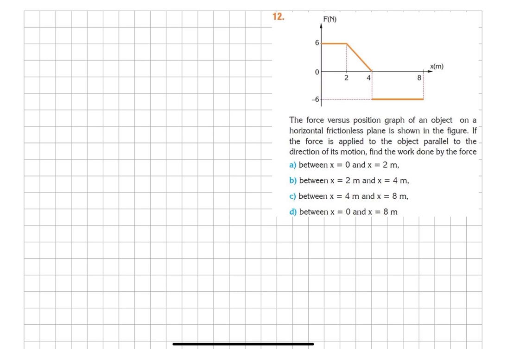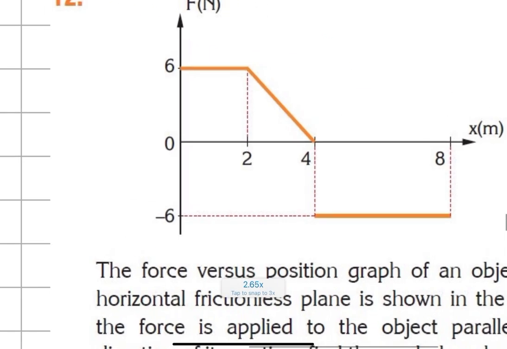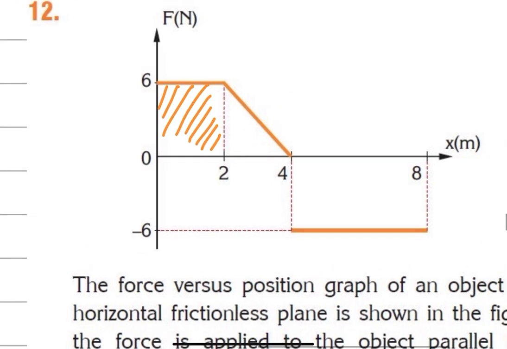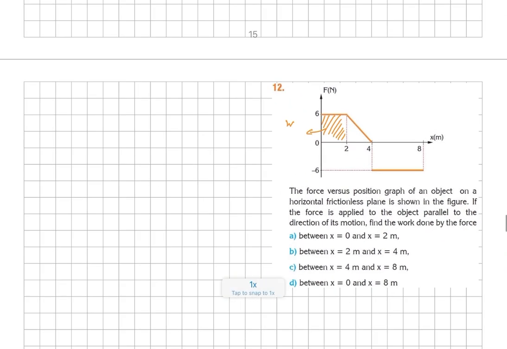Question 12. The force versus position graph of an object on a horizontal frictionless plane is shown in a figure. Find the forces applied to the object parallel to the direction of its motion. Find the work done by the force between 0 and 2 meters. Okay, to solve this question, you need to know that in an F-x graph, the area under the line gives the work done.